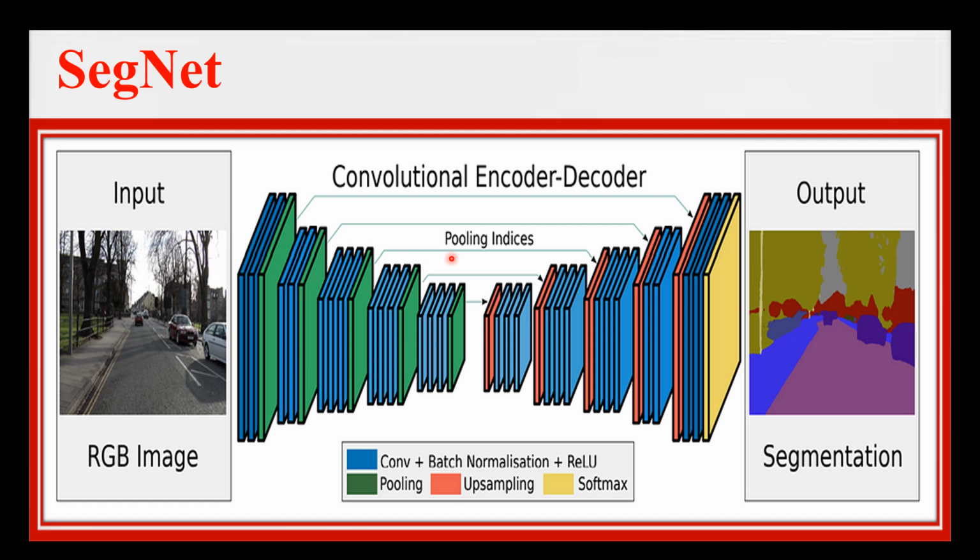Now this use of skip connections allows SegNet to maintain the spatial resolution of the input image and produce high quality segmentation output with a reduced number of parameters and computational cost. And this makes SegNet an attractive option for various image segmentation applications.